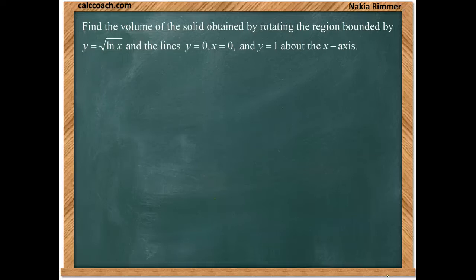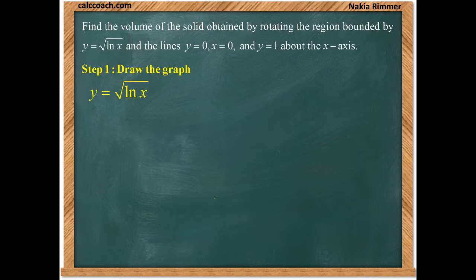Find the volume of the solid obtained by rotating the region bounded by y equals the square root of the natural log of x and the lines y equals 0, x equals 0, and y equals 1. This is going to be rotated about the x-axis. So we're going to need to draw the graph.